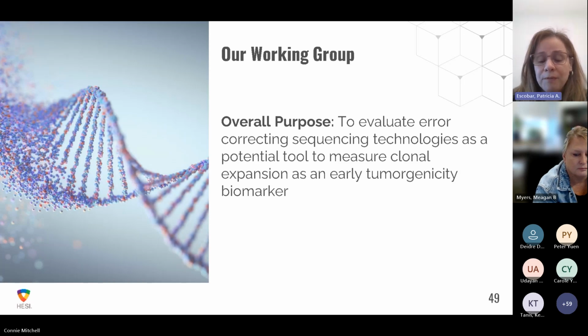So the overall purpose of our group, and you will see some slides that are a little bit repetitive, but I think it's important to establish that we're trying to use these new technologies, error corrected sequencing, and see what is the potential if we can use them as an early biomarker of tumorigenicity. The idea of those technologies is to try to see if we can measure clonal expansion as this biomarker. It's not an easy task. But I think it is an interesting one, and that we should at least have the chance and the opportunity to look into it. Next slide, please.